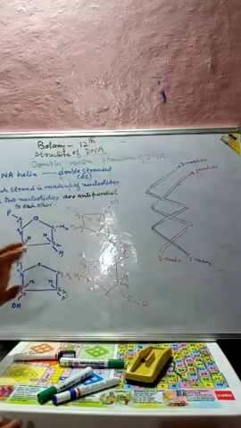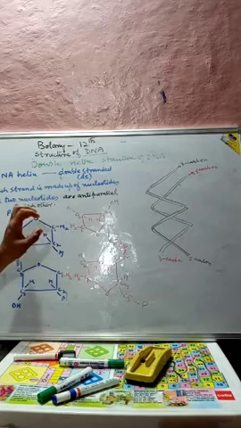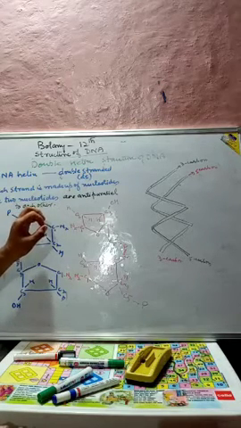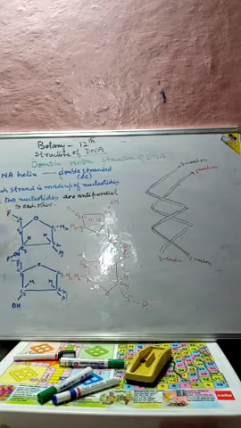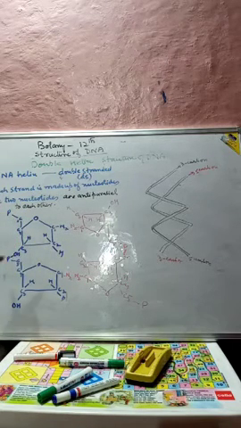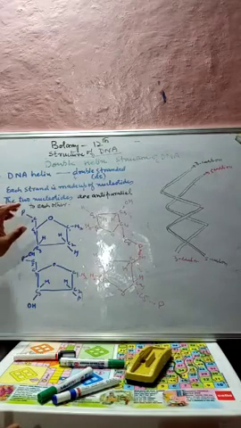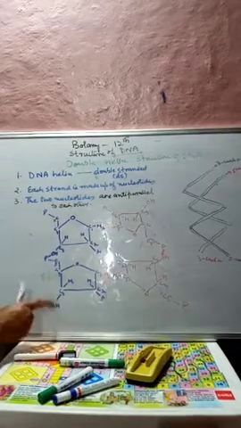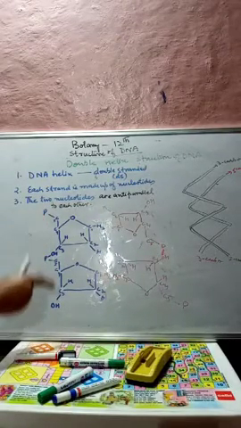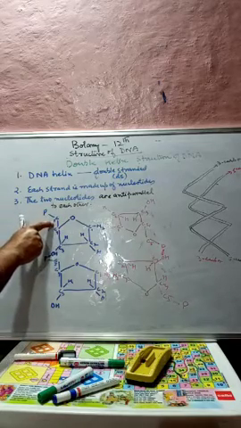Now one more thing: if we talk about these nucleotides, we see that these two nucleotides are attached. The first nucleotide has a hydroxyl group free and phosphate at carbon 3, and the second has phosphate at carbon 5.